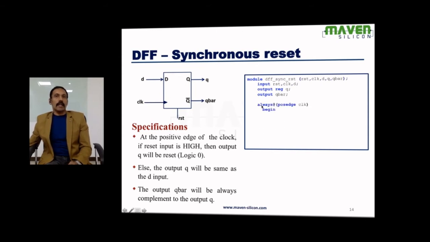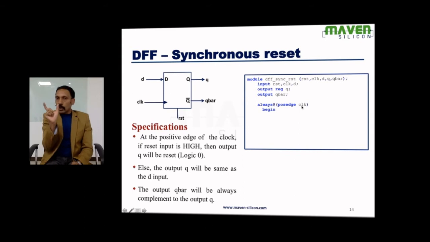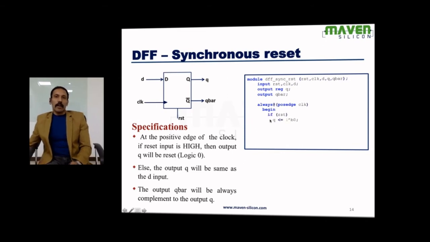Let's look at the functionality. Always at posedge clock. So this is going to infer flip-flop. Whenever you include clock in the sensitivity list, obviously it will infer flip-flop. If reset is high, the output gets zero, else output gets data. This is how you can define D flip-flop.